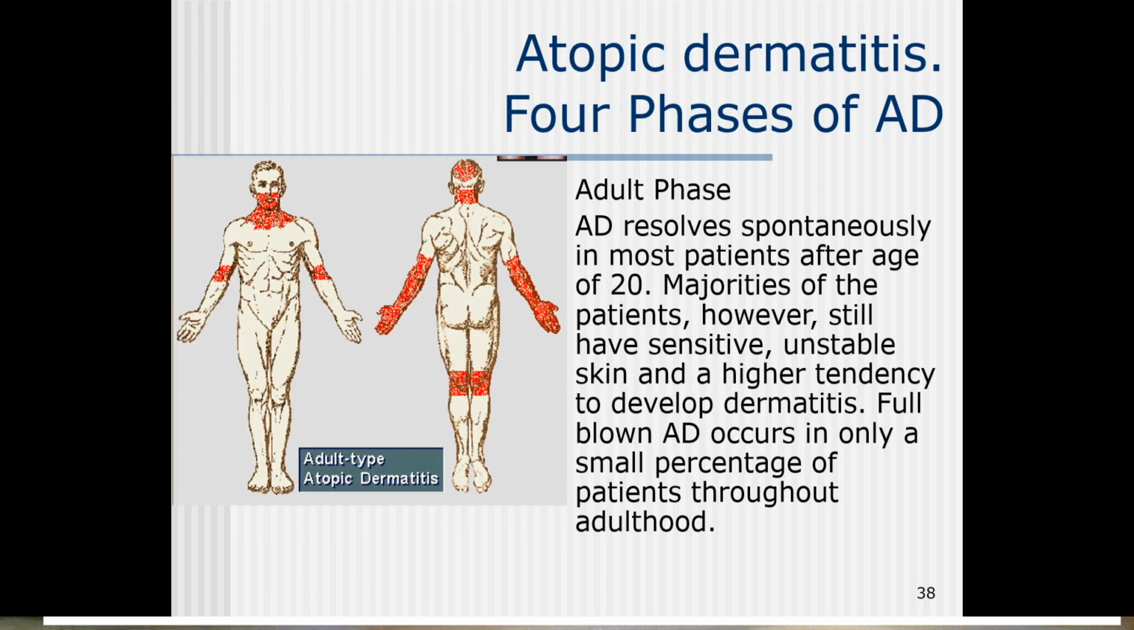Adult phase. The disease resolves spontaneously in most patients after the age of 20. The majority of patients, however, still have sensitive, unstable skin and a higher tendency to develop dermatitis. Full-blown atopic dermatitis occurs in only a small percentage of patients throughout adulthood.